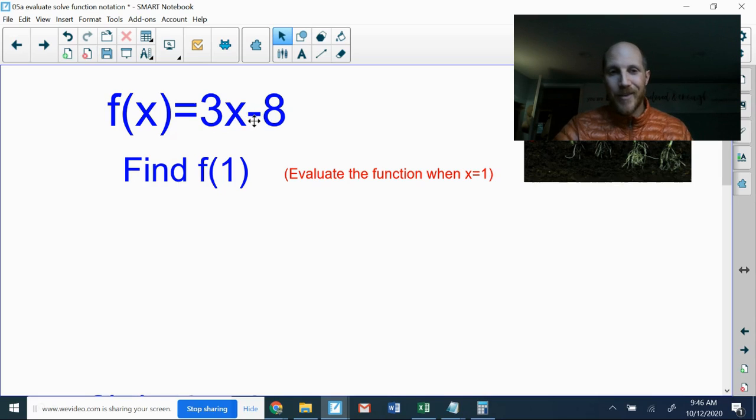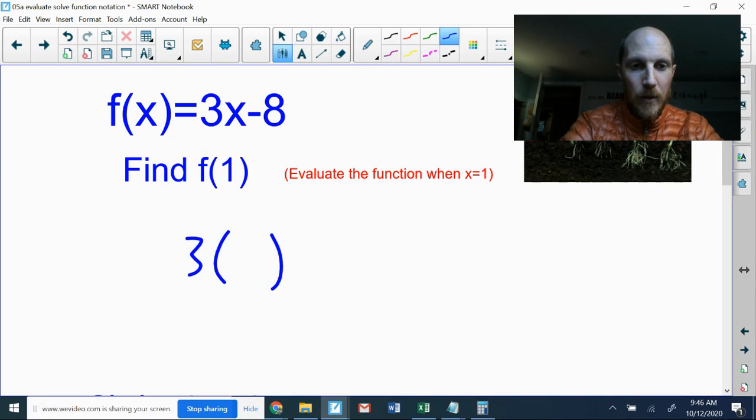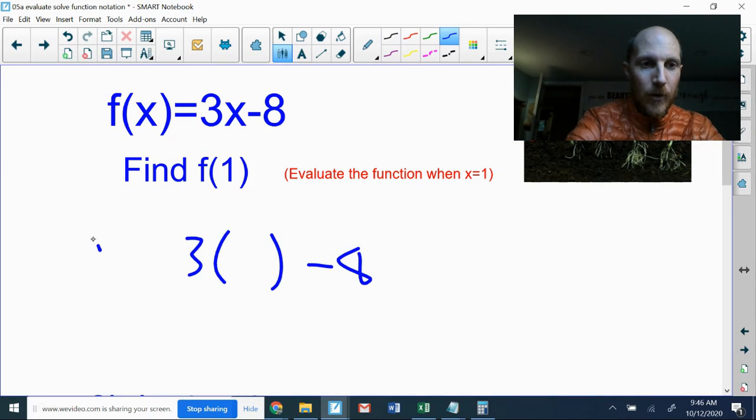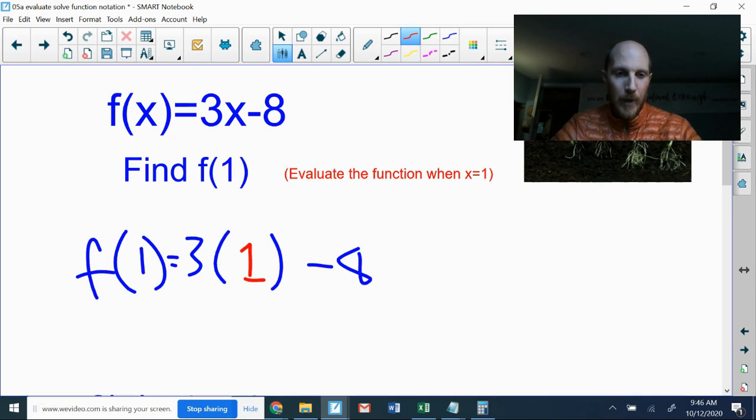But I had to plant it underneath the dirt, so it's like 8 centimeters deep. So -8 will give me the total height of the bean plant after some number of days. Okay, so find f of 1 means how high is the bean plant going to be at 1 day. So I'd have to put 1 inside the parentheses. So here's my expression. f of 1 equals 3 times 1 minus 8.